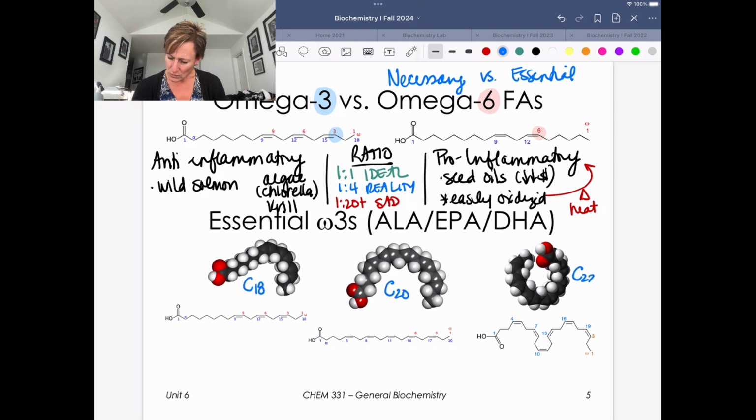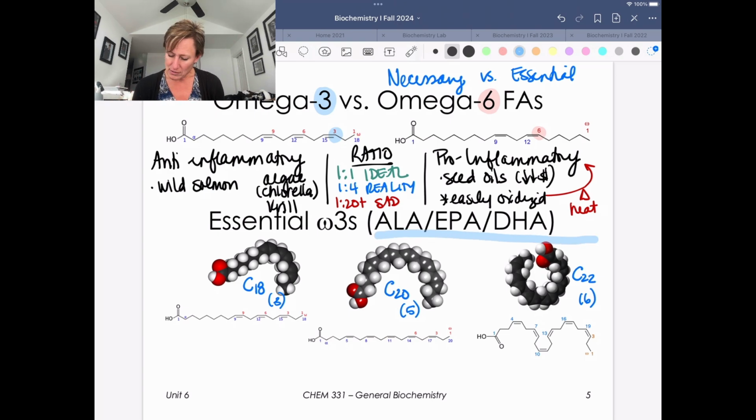C20, C22, and we increase in the number of double bonds that we have. So we've got 3 double bonds. I'm going to put this in parentheses here. 3 double bonds, 1, 2, 3, 4, 5 double bonds that we have here, and then 1, 2, 3, 4, 5, 6 double bonds that we have there. Okay, so what we're going to see is we have an increase in the size as well as the number of double bonds.